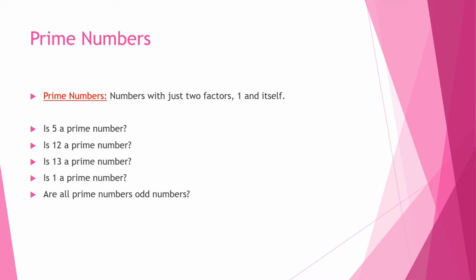So is 5 a prime number? Yes it is, because we can only have 1 times 5. So it's only got itself and 1 as a factor. The next one, is 12 a prime number? No, because we can do 1 times 12, we can do 2 times 6, and 3 times 4, so it's got quite a few factors there.